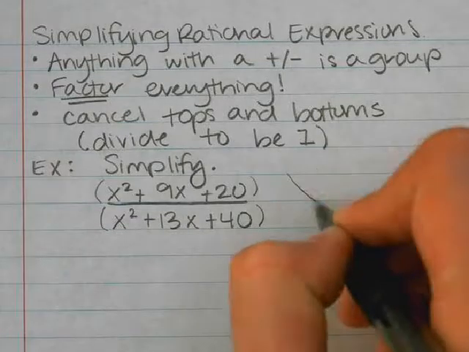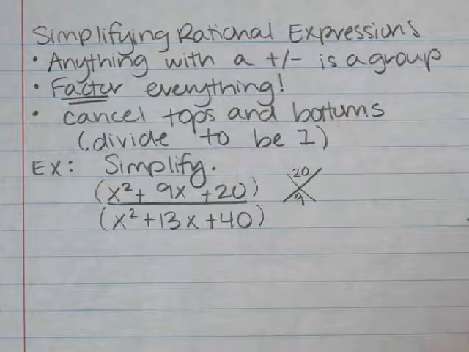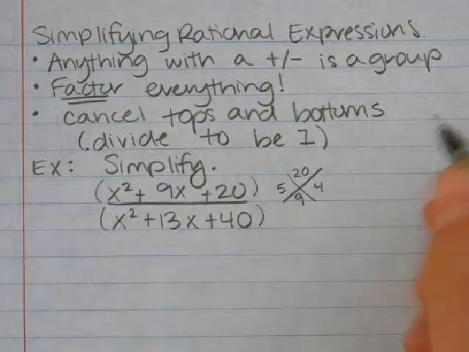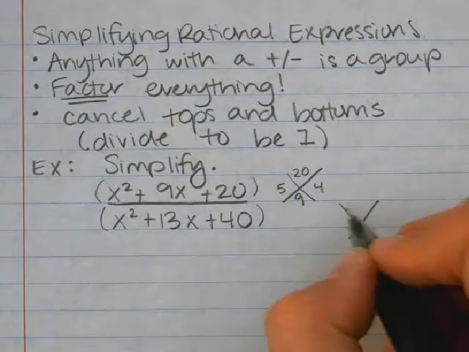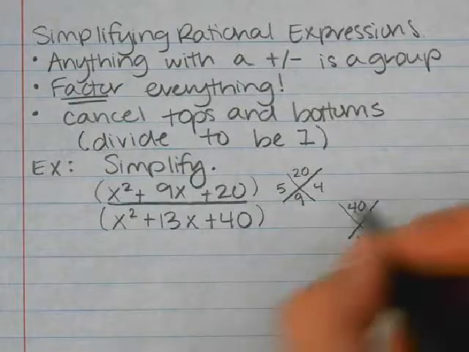Diamond, yeah. So we're going to say what multiplies to 20 but adds to 9. 5 and 4. And then for the bottom, we're going to say what multiplies to 40 but adds to 13. 8 and 5.